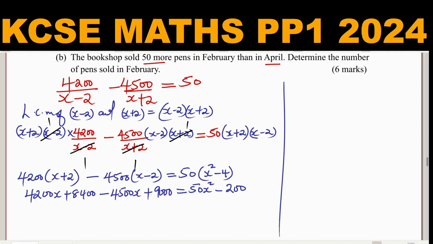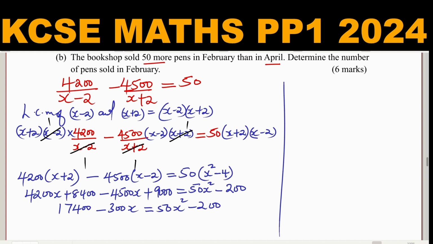Now from here we can reorganize this by collecting the like terms together to form a quadratic equation. So when you collect the like terms together, this is what you're going to have. Let me first take the ones without x. So this will give 17,400, minus, for the x here, 4,200x minus 4,500x, that will give 300x, is equal to 50x squared minus 200, collecting the like terms.